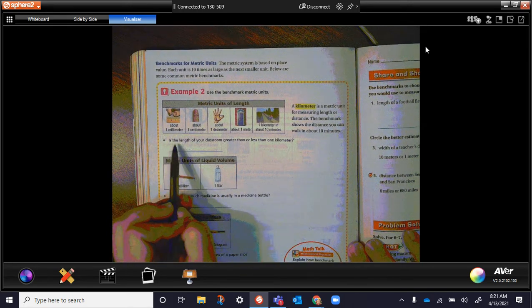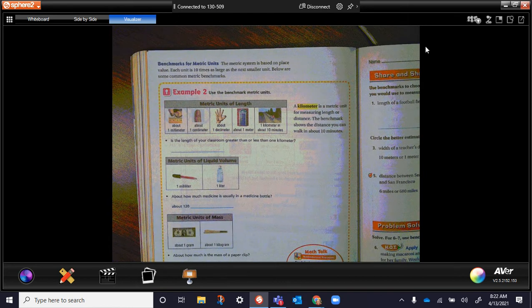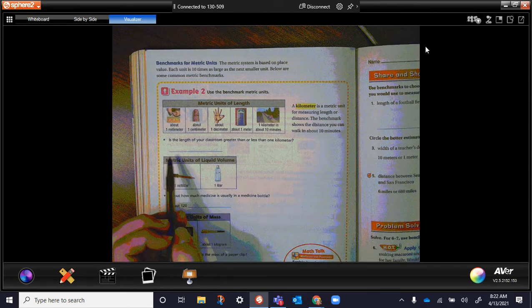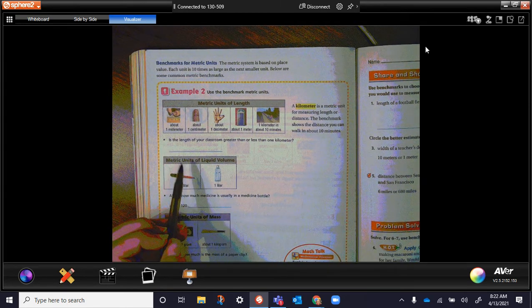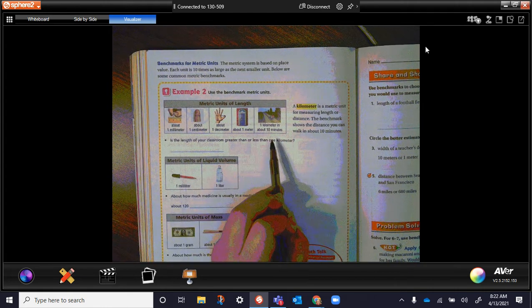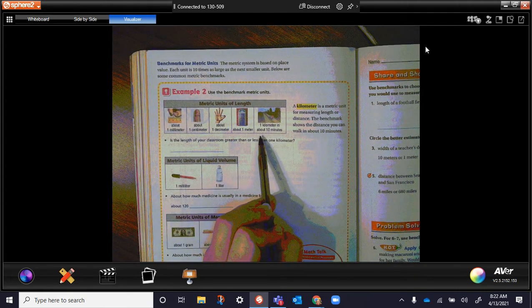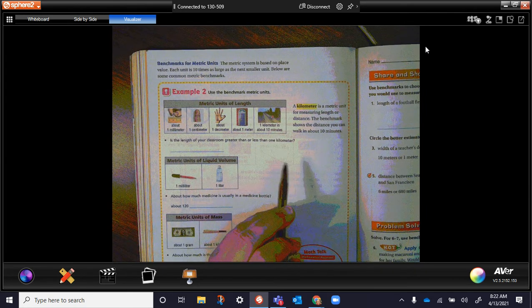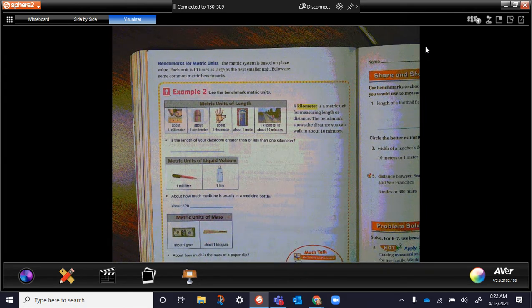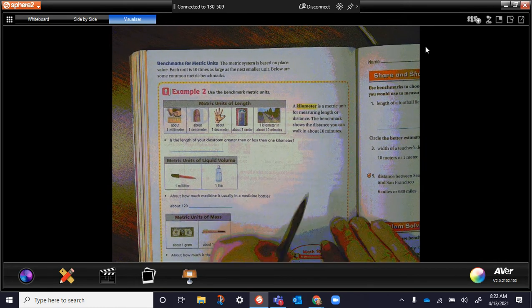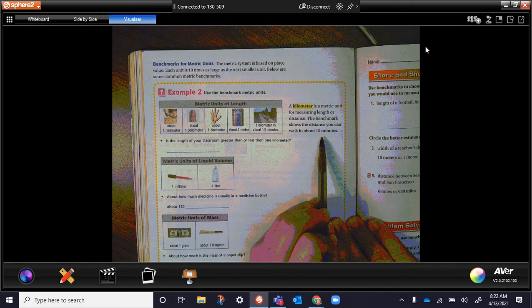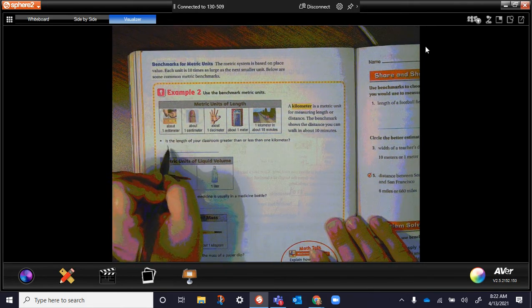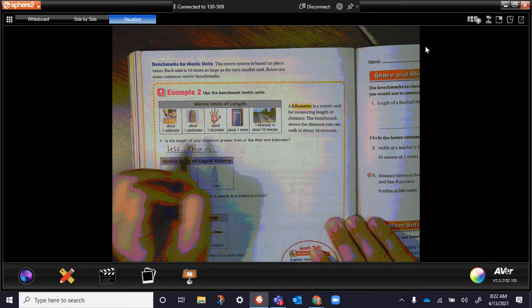So it says, is the length of your classroom greater than or less than 1 kilometer? So if you guys that are in class, if you were walking from one side of the classroom to the other, would you be able to do that? Because look here, it says 1 kilometer is about 10 minutes. So I walk from this wall here to that wall. Okay, so if a kilometer takes about 10 minutes of walking, we could say that this is definitely less than a kilometer.